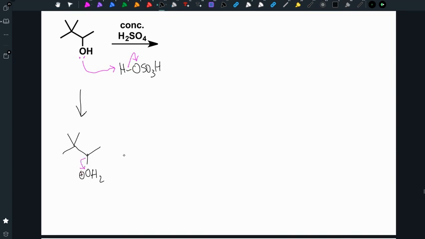Leaving group at some point is going to take off on its own. But now I get into a situation that you may remember from one of the earlier modules, might have been 15 or 16, where I have a carbocation. I have a secondary carbocation next to a quaternary carbon. This is ripe for a carbocation rearrangement, where one of my sigma CC bonds is going to slide over.